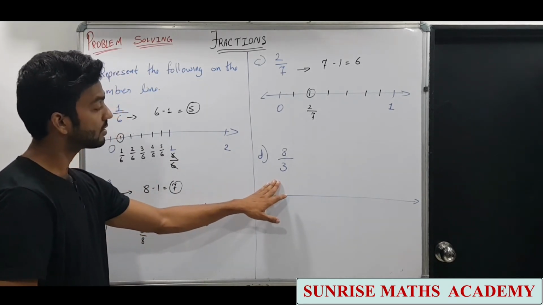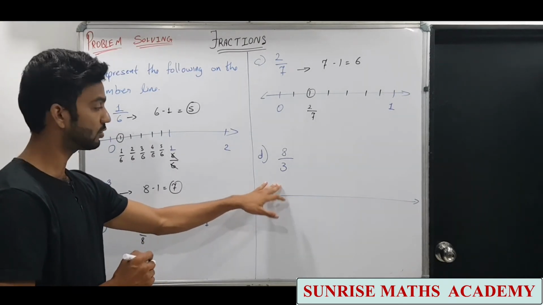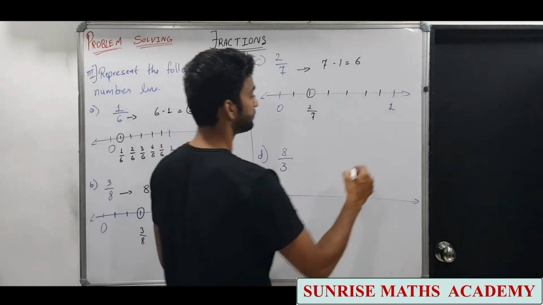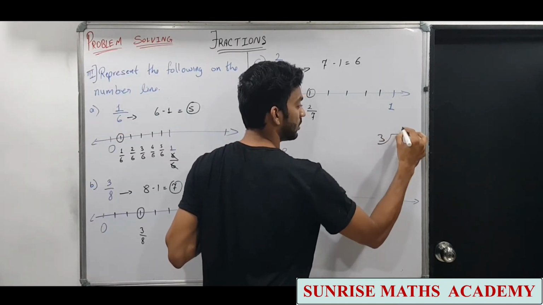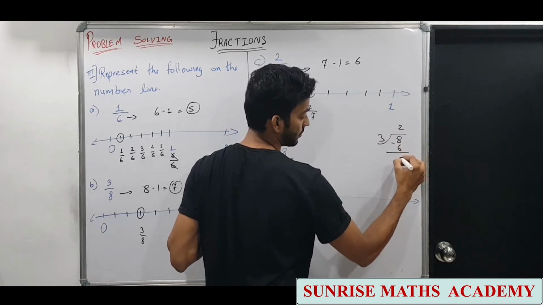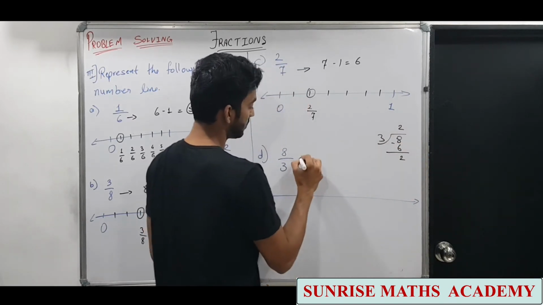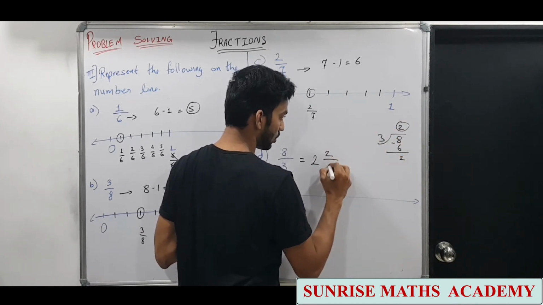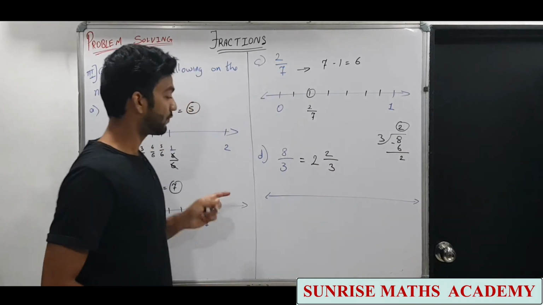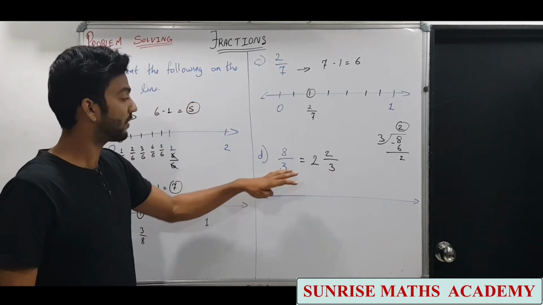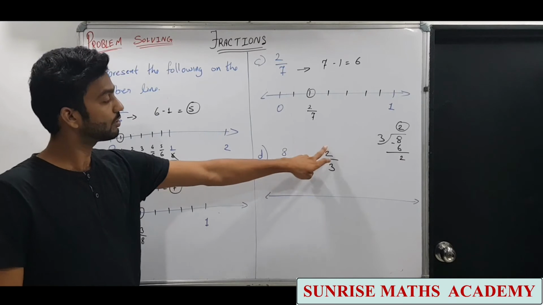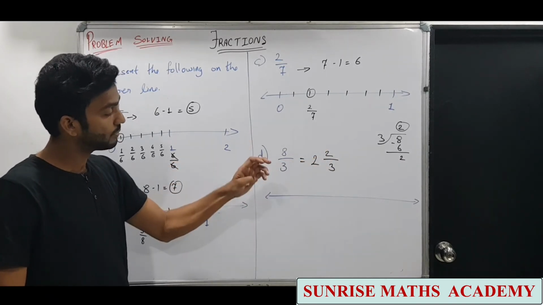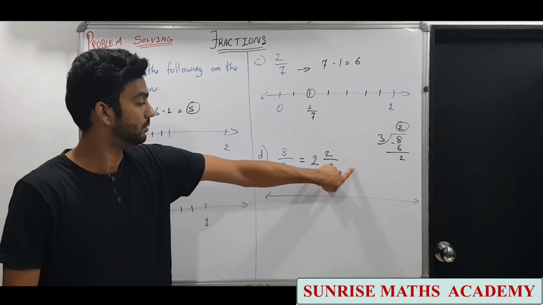Then the next one is an improper fraction. So for improper fraction, we have to convert it into mixed number first. So converting this into mixed number, 3 2s are 6, remainder we get 2. So we get 2 integer 2 upon 3. Now after we convert the improper fraction into mixed number, we are getting 2 integer 2 upon 3. So this shows that this fraction will be between 2 and 3.